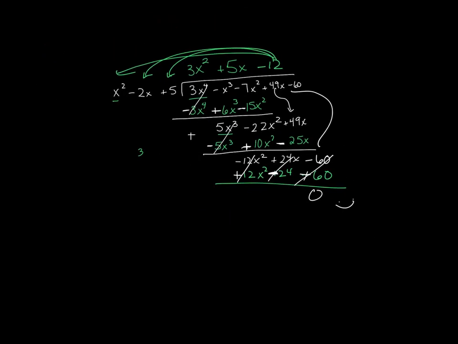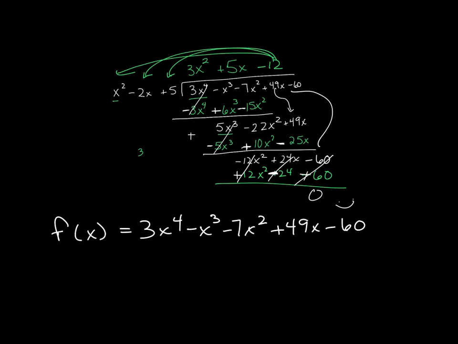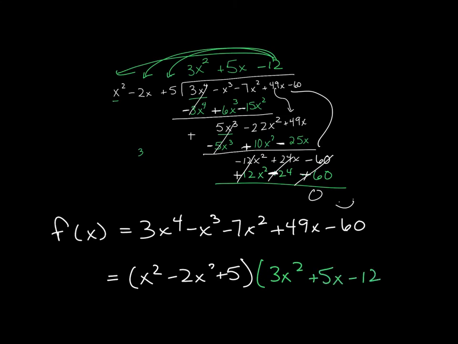And what does all of this mean? That means the function that we started out with, which was 3x to the fourth minus x to the third minus 7x squared plus 49x minus 60, is equal to x squared minus 2x plus 5 times what our quotient was, which was 3x squared plus 5x minus 12.